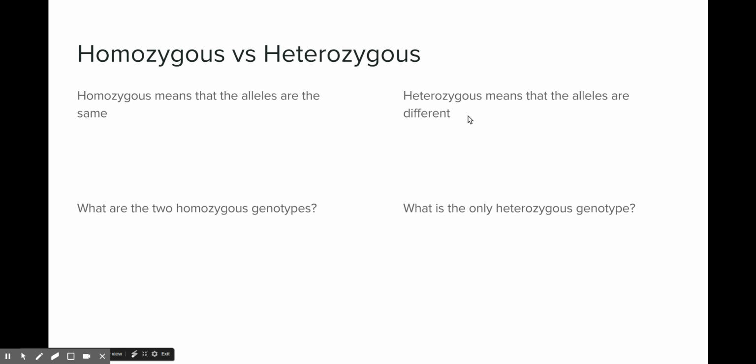All right, it's time for you to do some practice. I've got two questions at the bottom of the screen. Will you please answer them now? What are the two homozygous genotypes? And what is the only heterozygous genotype in regard to cystic fibrosis? Let's use cystic fibrosis as our example throughout this tutorial. You can pause the video and then restart when you're ready to go.